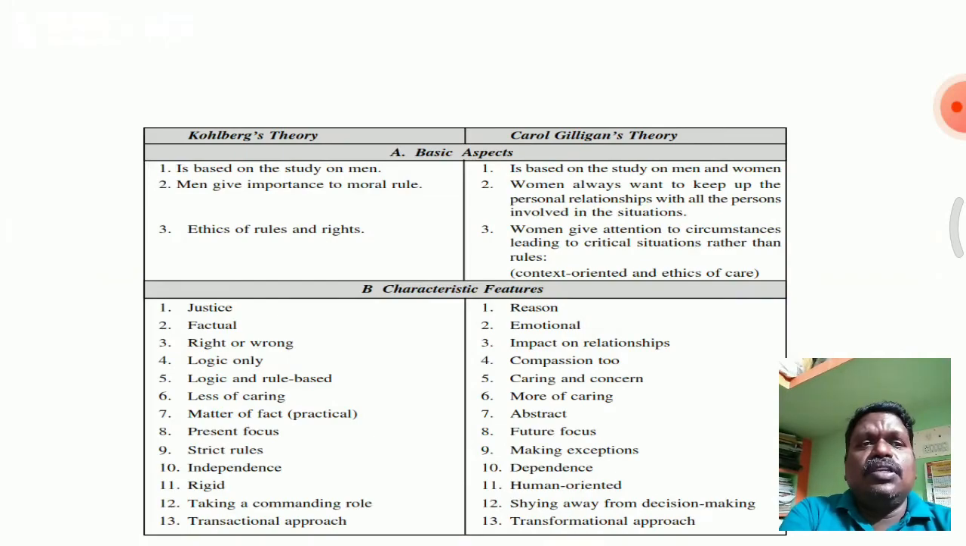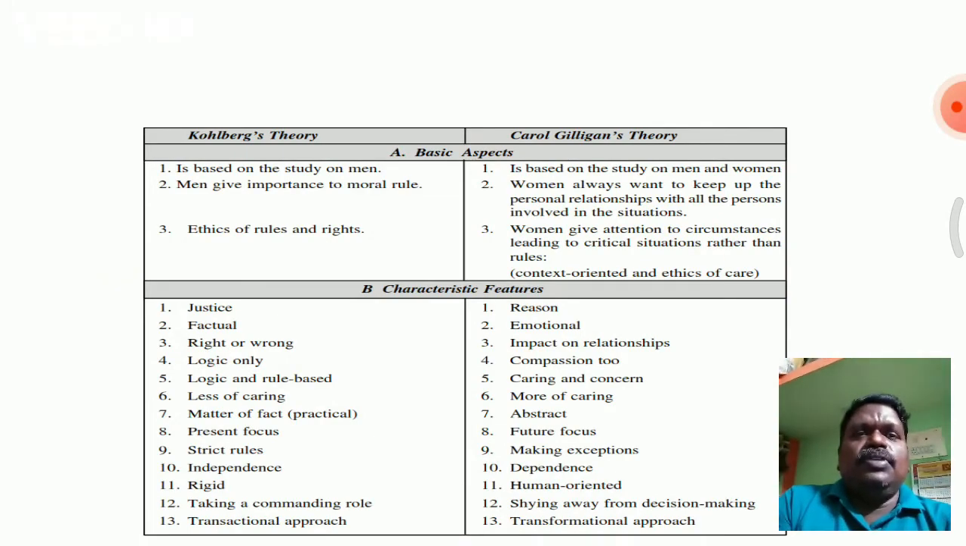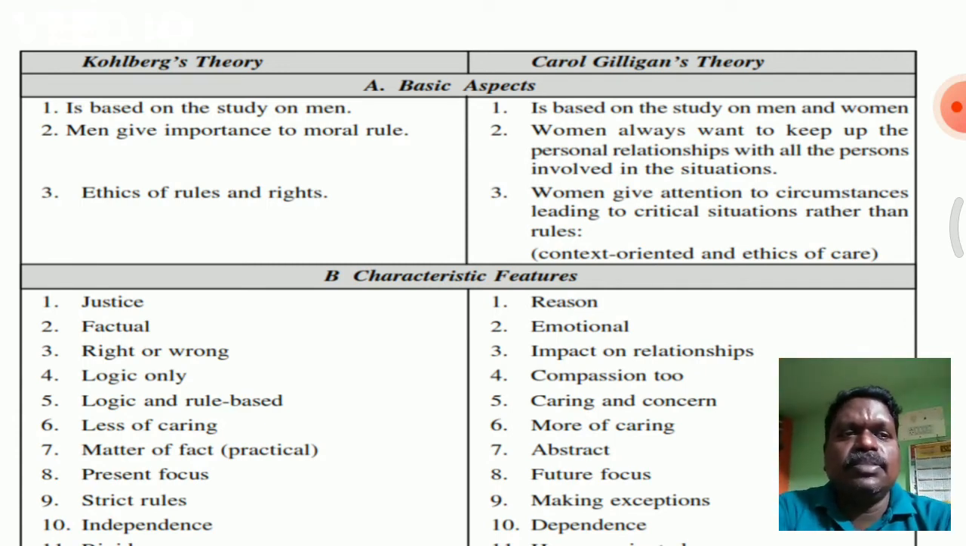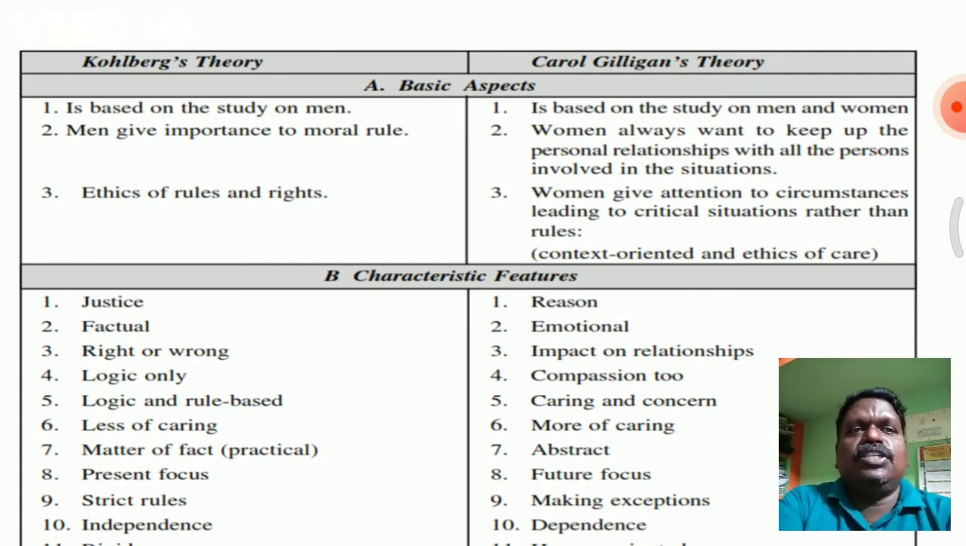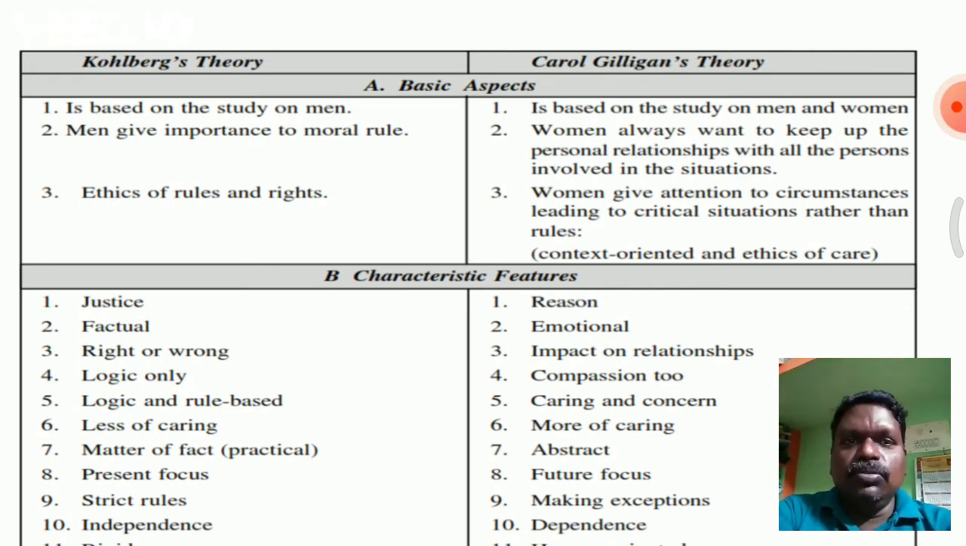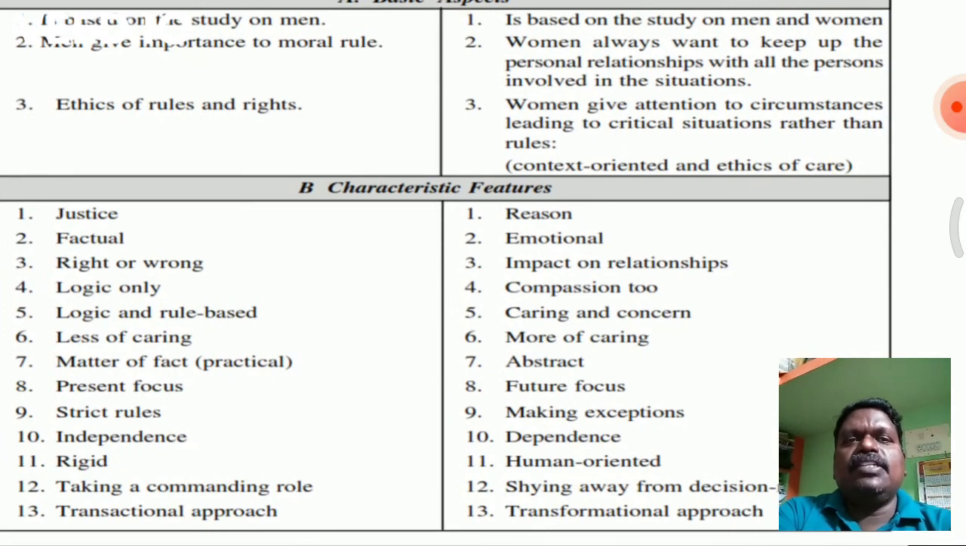And also you will see how to distinguish Kohlberg and Gilligan. So you are taking, say for example, basic aspects. On basic aspects, Kohlberg is based on study on men, whereas Carol Gilligan's is a study on men as well as women. Men give importance to moral rule, whereas women always want to keep a personal relationship with all persons involved. Third one, ethics of rule and right, whereas women give attention to circumstances leading to critical situation rather than rule. So another factor, characteristic feature.